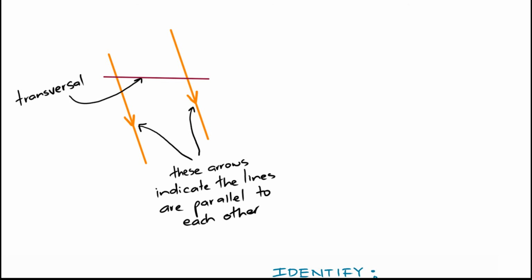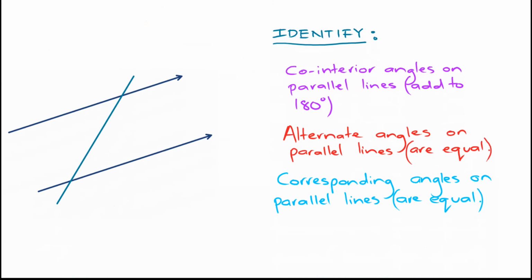Before we do that, just a quick recap that we need the arrows indicating or identifying the parallel lines, and then just a note about any line that crosses parallel lines. So these two lines here are called transversals. So transversals are lines that cross parallel lines. So what do we need to identify? We need to identify firstly, I'll just touch base on this type of angles here, alternate angles on parallel lines.